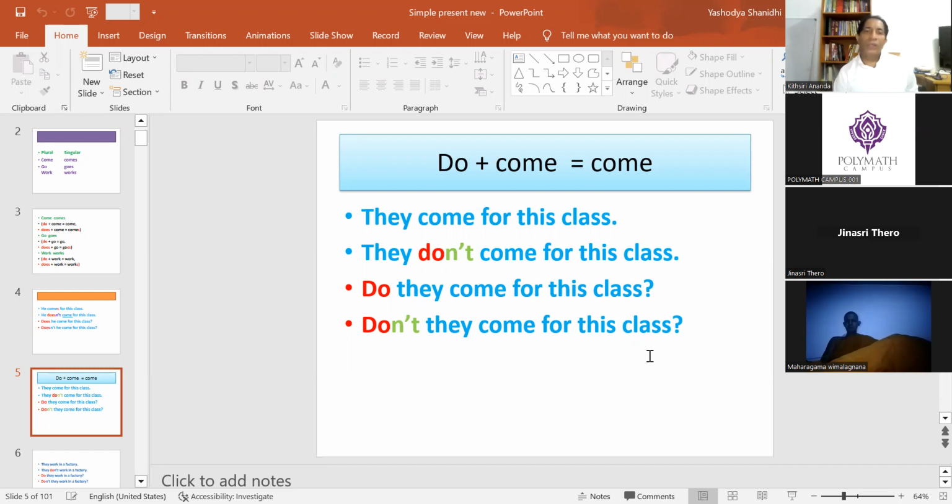Whenever you want to question, you can have do at the beginning, secondly the subject, thirdly the base form, and the rest of the sentence accordingly. Do they come? And in the fourth example, you can see how you can negatively interrogate. Don't they come for this class? These are just like blocks with which you can make thousands and thousands of similar sentences when talking about things in general. So basically, we should understand we use the simple present tense to talk about things in general.